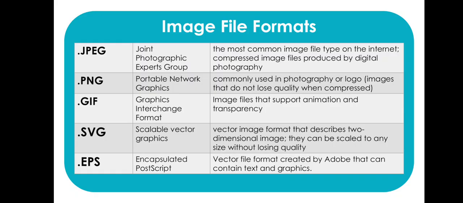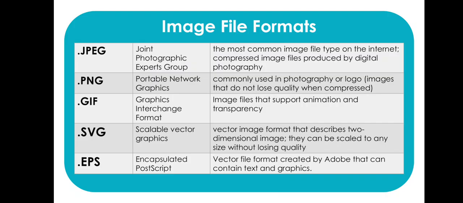We have .jpeg or the Joint Photographic Experts Group. This is the most common image file type on the internet, and this is a compressed image file produced by digital photography. And then .png or the portable network graphics. This is commonly used in photography or logo because these are the images that do not lose quality when compressed. And then we have the .gif or the graphics interchange format.